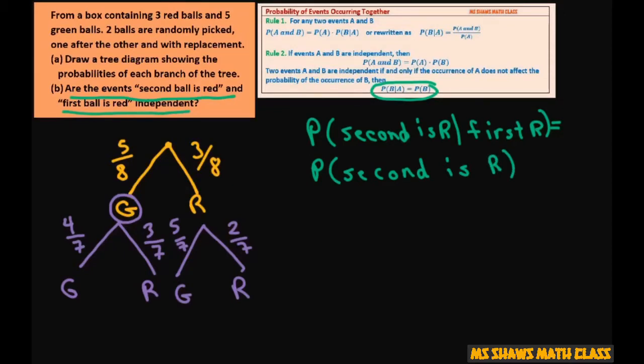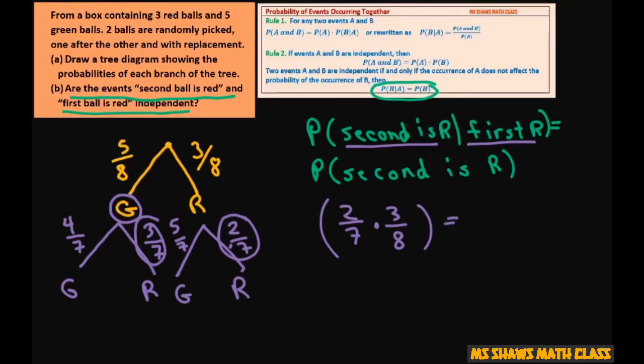So the probability that the second is red given the first is red, so the second is red, are these two, given that the first is red. So that one is going to be 2/7 times 3/8. And that equals 5 divided by 56.